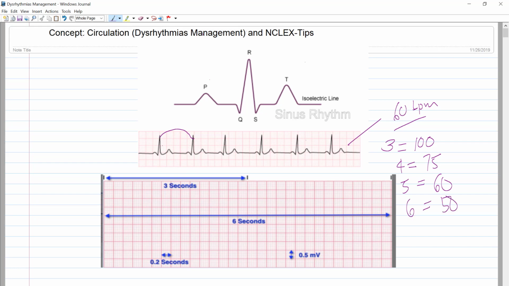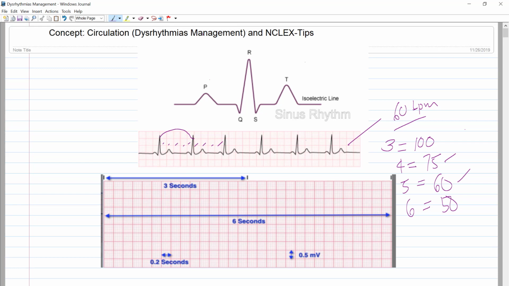So when you count the big boxes between R to R in here, there is 1, 2, 3, 4, 5 big boxes. So it means that the heart rate is 60. But when you look at the other R to R interval here, there's only 1, 2, 3, 4, and approximately 1 to 2 small boxes. Then your patient might have a heart rate of less than 75 beats per minute.